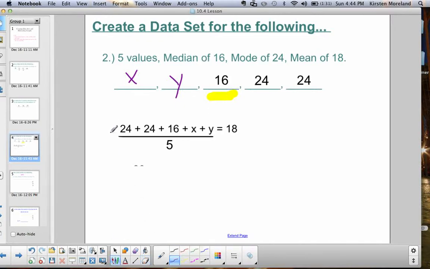Well, now we're going to solve this. So we're going to multiply by 5 to get rid of it on the bottom. So your next statement is going to be 80 plus x plus y has to equal 90. So what I did there is I added up 24, 24, 16 to get 64... to get 80. I multiplied by 5 on both sides to get rid of the fraction. So I'm left with some number x, some number y, plus 80 has to give me 90. So next step, I'm going to subtract 80 from both sides.